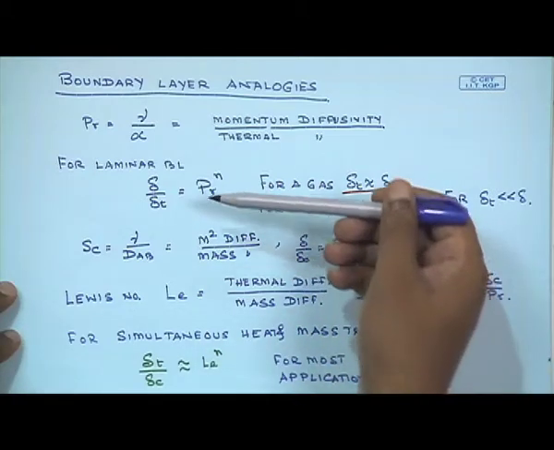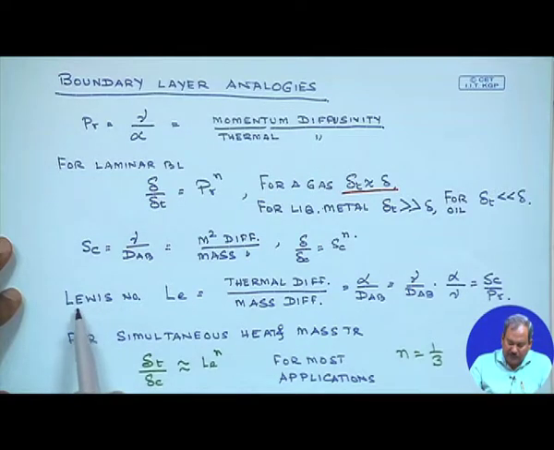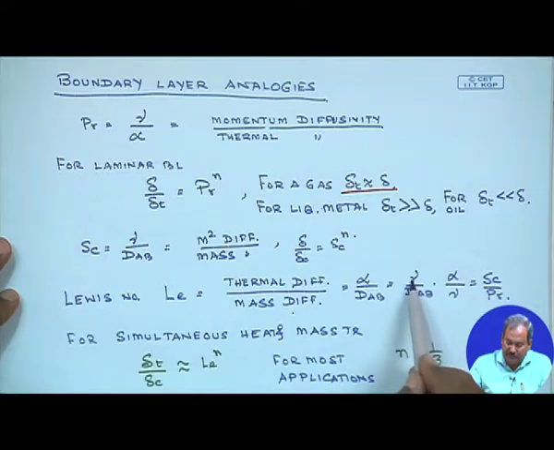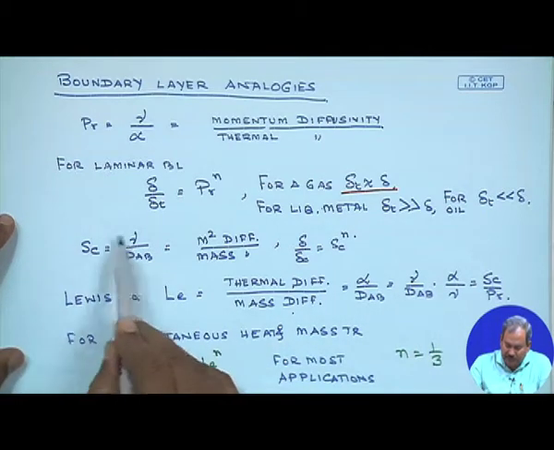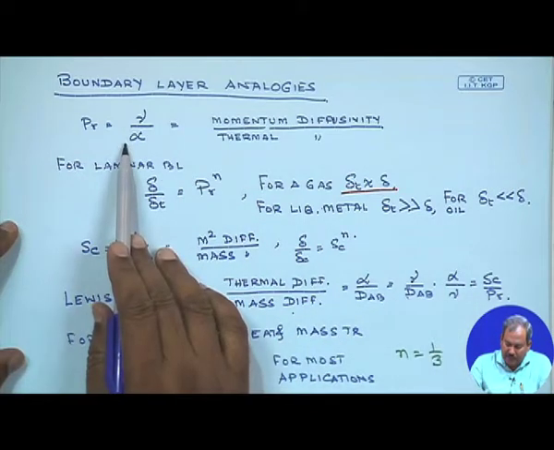And by combining the Prandtl number and Schmidt number, a new number has also been proposed, which is specially used for the case of simultaneous heat and mass transfer, which is called the Lewis number. It is defined as the ratio of the thermal diffusivity by mass diffusivity. So, thermal diffusivity by mass diffusivity, if you bring in the momentum diffusivity both in the numerator and the denominator, what you see is this part is the Schmidt number and this part is 1 by Prandtl number.